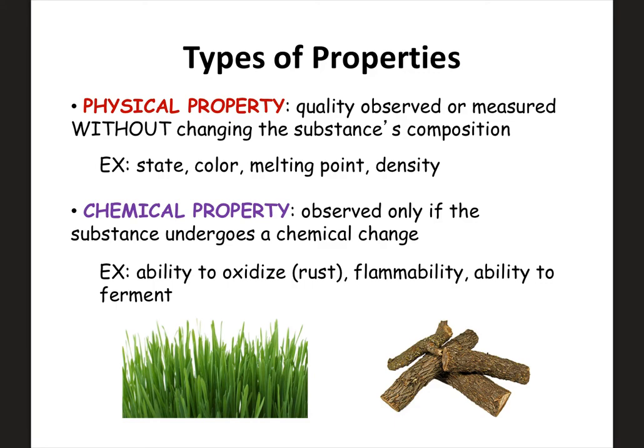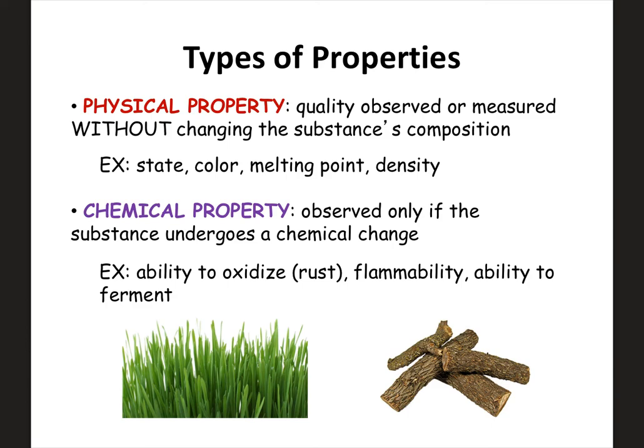There's two different types of properties here, physical and chemical properties. Physical properties are these qualities that you're observing or measuring without changing the substance's composition in any way. So you need to understand that physical properties are observations here. You're looking at a substance, observing it without changing it in any way. So these would be things like state, color, melting point, density, basically like you describing a substance. So like if you looked at this grass here, you could say it's green. Right? You're just observing characteristics about this without changing it in any way.